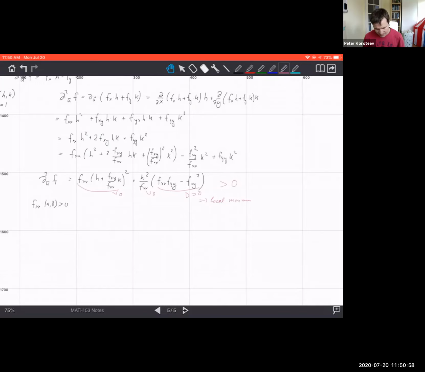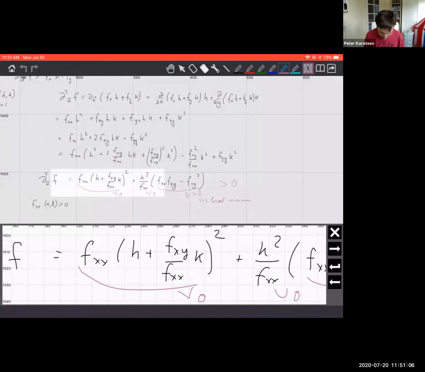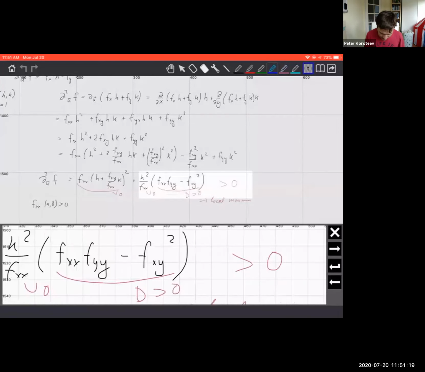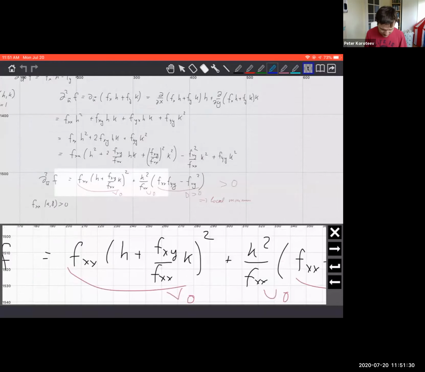Now, to prove part B, you need to group the terms a bit differently. You'll need to single out the fxx in a slightly different order. So the computation for part B will be slightly different, but similarly, you can show that if fxx is negative and the discriminant, the determinant, is positive, then you should have a local maximum.